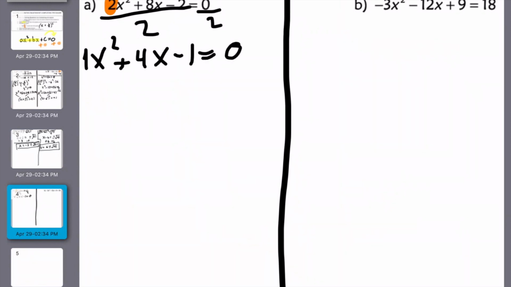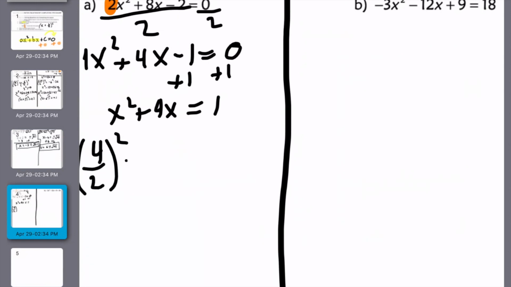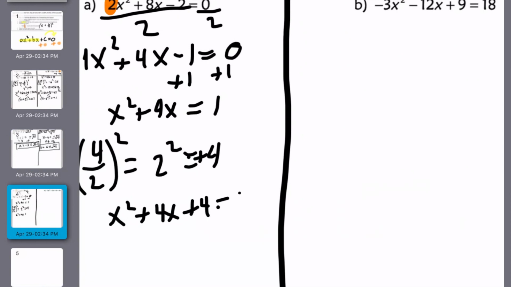So now my leading term is 1, and I can go ahead and complete the square just like I have been already. So what I'm going to do is add 1 on both sides, and I get x squared plus 4x equals 1. So now I have to do the b over 2 squared. So it turns out that I'm going to be adding 4 on both sides. So I get x squared plus 4x plus 4 equals 1 plus 4, or 5. So this factors into being (x plus 2) squared equals 5.